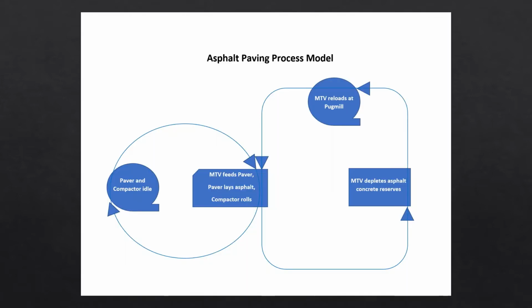Here is an example of an asphalt paving process model. The main idea is to keep the paver and compactor running at all times. To do this, the MTV needs to be feeding the paver with fresh asphalt.